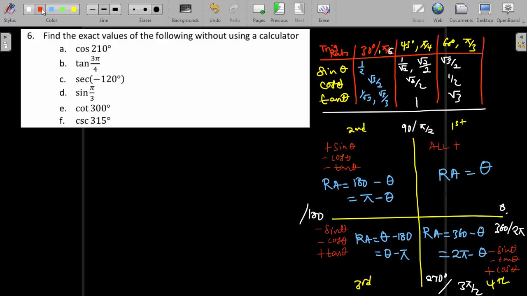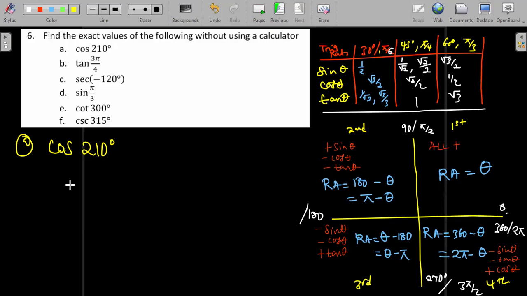All right, so let's start. Here they're saying find the exact values of the following without using any calculator. The first one, A, is cos 210. We see that the angle 210 is not a special angle, so we have to make it a special angle. How do we make cos 210 a special angle? We have to find the reference angle.